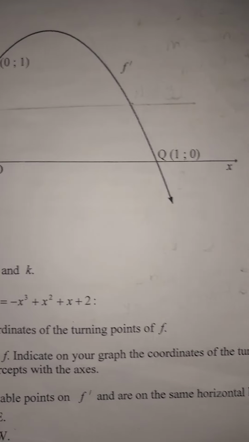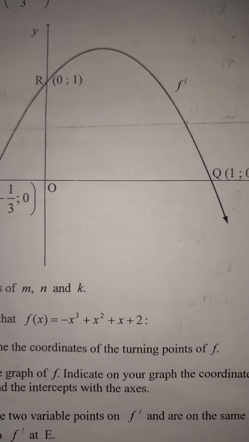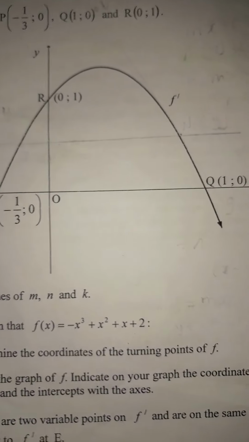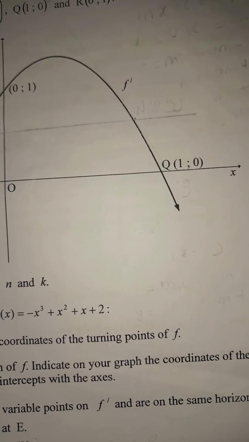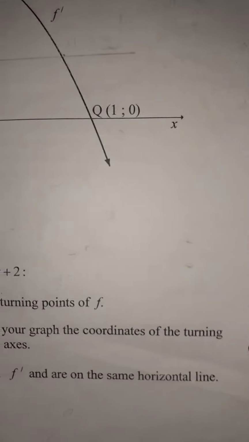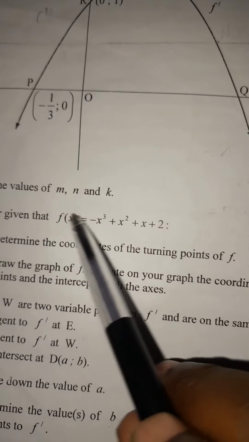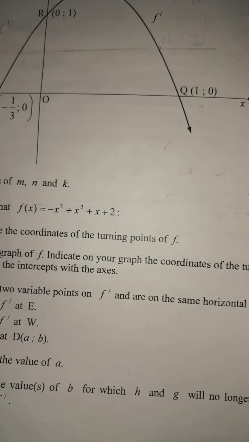So in other words, we already have the x turning points. What we are looking for in this case are the y turning points. That's why this question is 3 marks. So what are we going to do? We are going to take minus 1 over 3 and 1, and substitute them into the original equation, which is f of x. Okay, let's put that into practice.